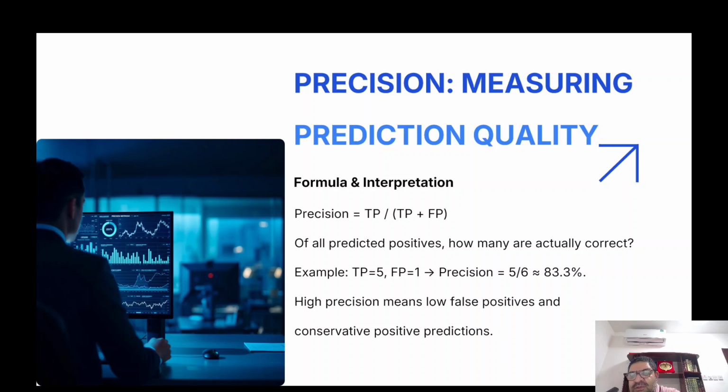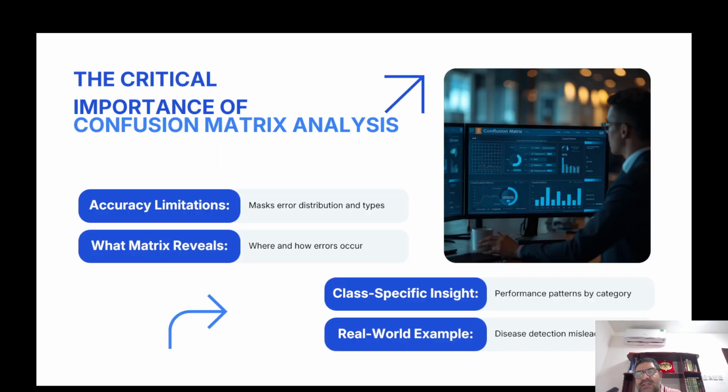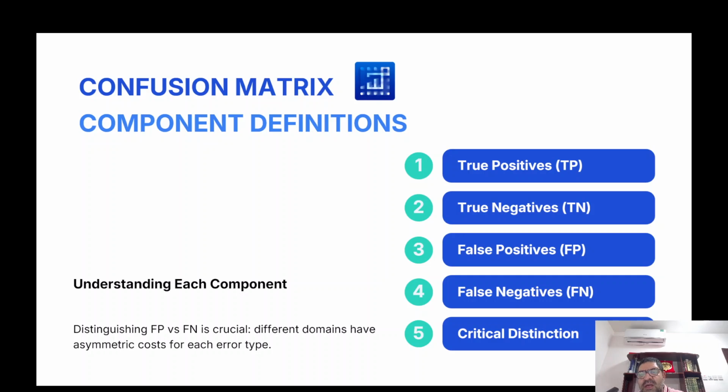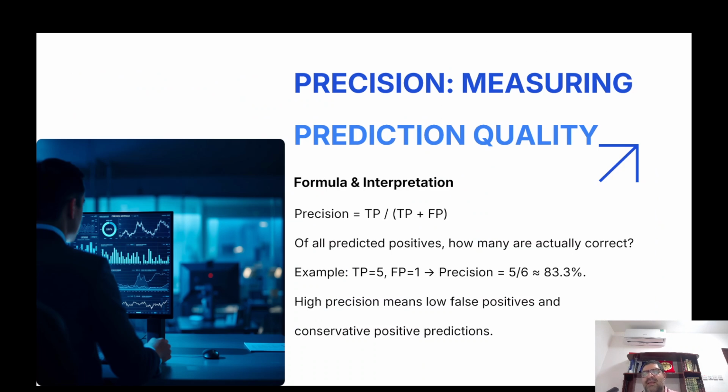Example, TP is equal to 5. True positives is equivalent to 5. In the previous example, true positives are 5, and true positives plus false positives, how many are false positives? That is 1. So 5 plus 1 is 6. True positives 5 divided by 5 plus 1, that is 6. 5 by 6 comes to roughly 83.3%. So that is what precision will be.